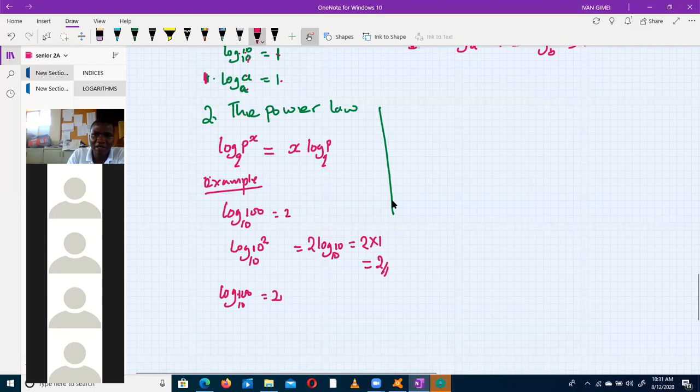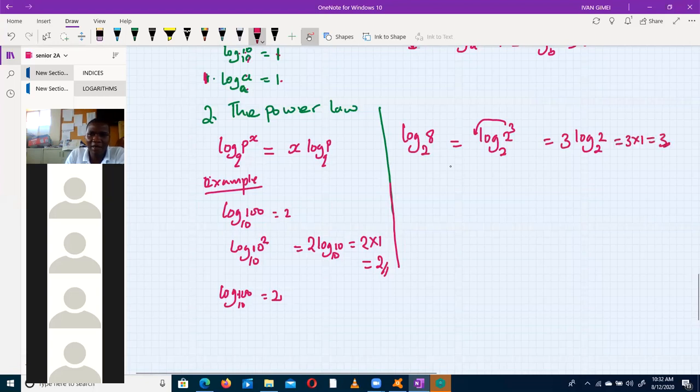The other example I gave you here is when you have log of, let's say, log of 8 base 2. This is the same as log of 2 cubed base 2. I can remove this one, drop it this way. I'll be left with 3 log of 2 base 2. And this will be the same as 3 times 1, and like that.